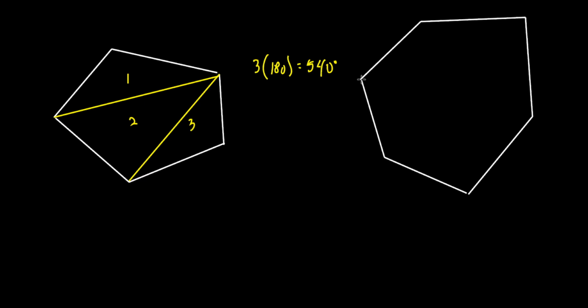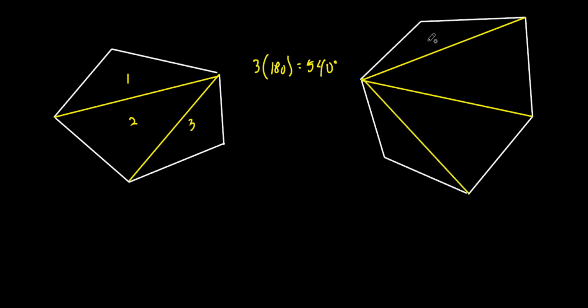Diagonal. So start anywhere. I'm going to start right here. It doesn't matter what vertex you start at. You'll still get the same number of triangles. Where do I draw? To there, and then to there, and then to there. Do you agree?